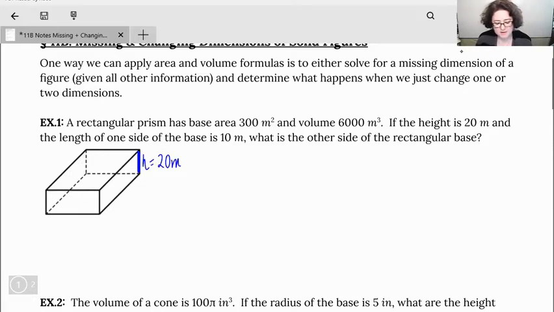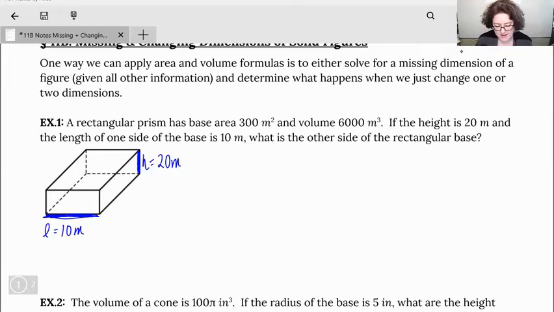Okay, then it says the length of one side of the base is 10 meters. So let's go for the shorter one. And again, keep in mind, this diagram may not be drawn to scale. This is just a generic rectangular prism that I grabbed a picture of. So let's say that that length of the base is 10 meters. So that's one length. So let's look at the info they gave us.